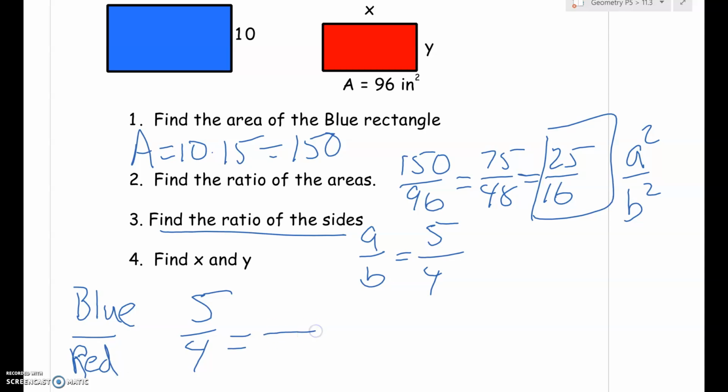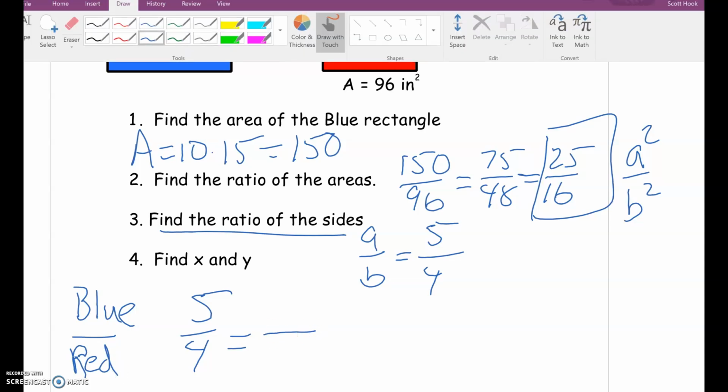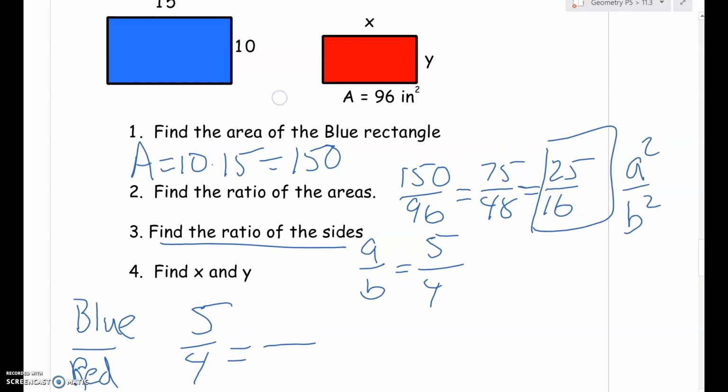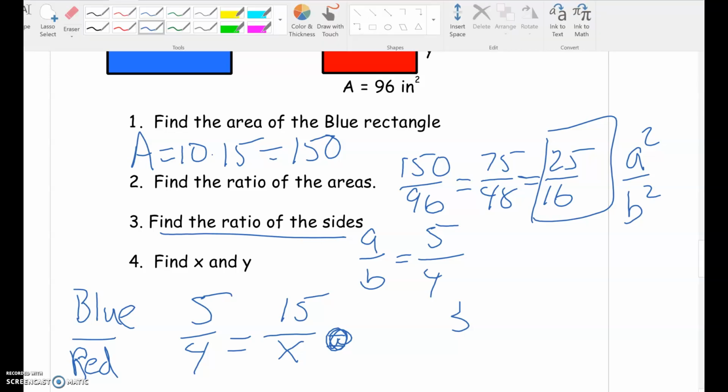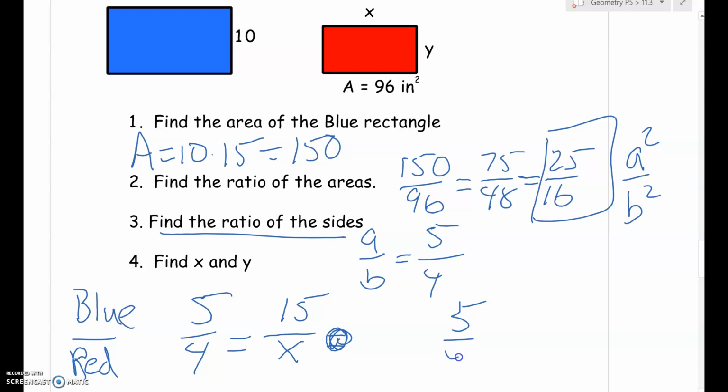All right, and I realize here now that this needs to go up just a little bit more. All right, so then if we go blue to red, we can see that the blue 15 matches up with the x. Okay, so then we can cross multiply. All right, and then we can set up the other one as well. The other one would be 5 to 4 equals 10 over y. Sorry, that's supposed to be a 4.